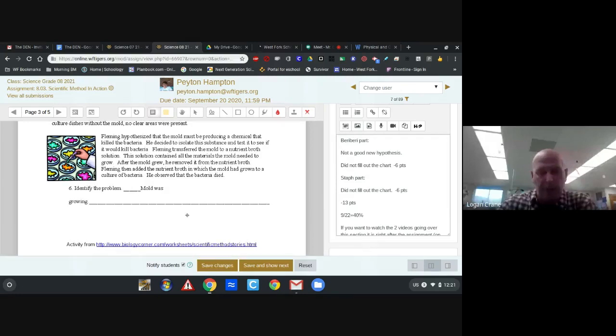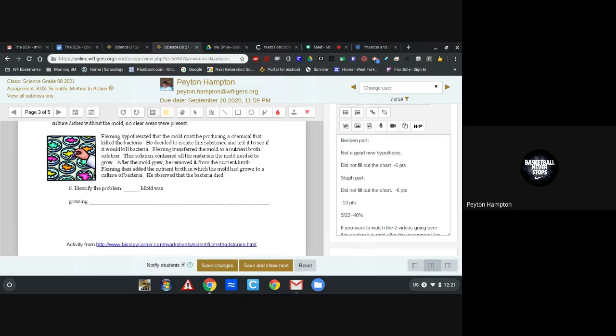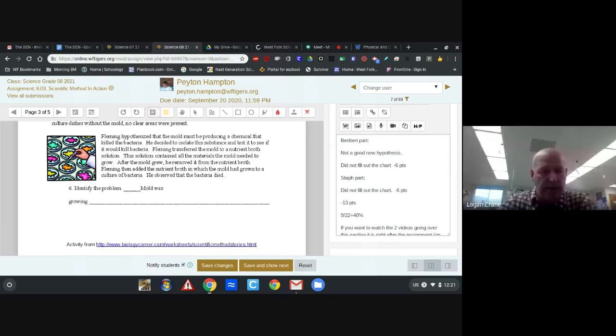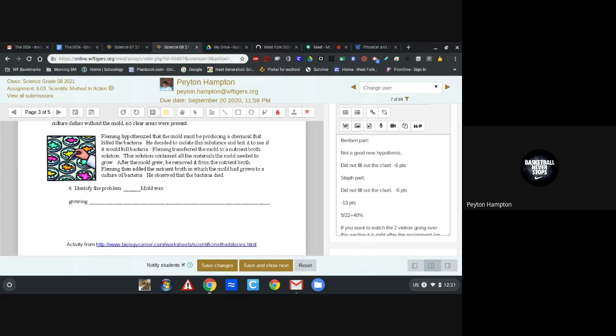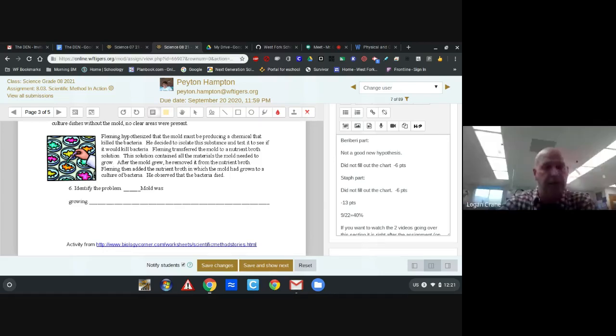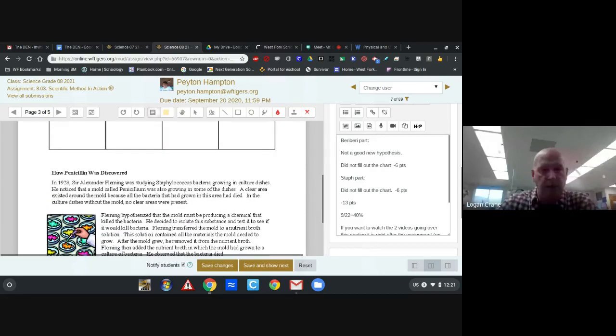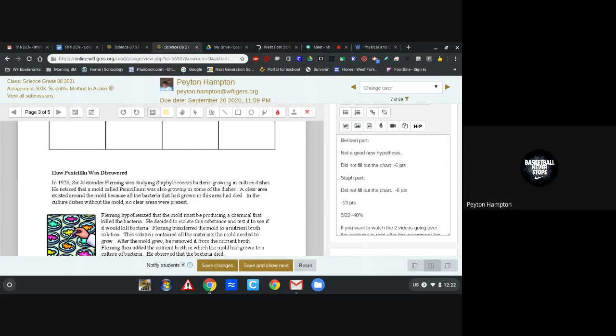So the problem was what? So the original problem is he was growing this bacteria. What did he notice about his bacteria? It's in the first paragraph, so it's right up here. So he was growing bacteria, and then in a dish that had this mold growing on it, what happened? The bacteria did what?